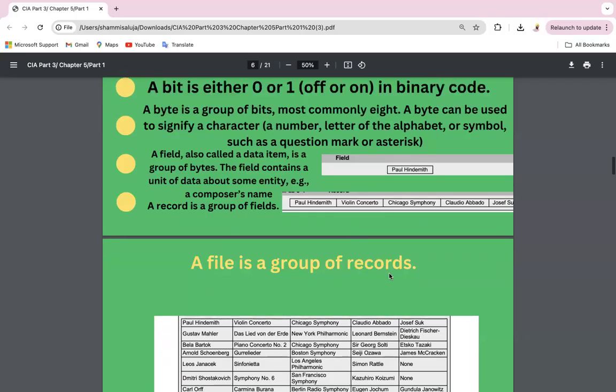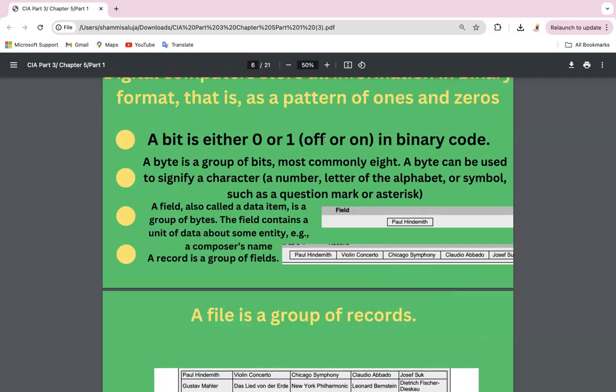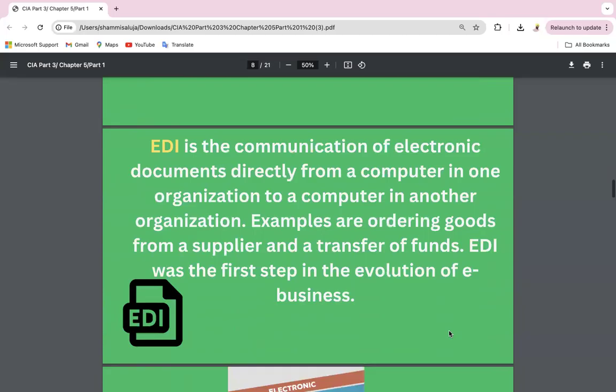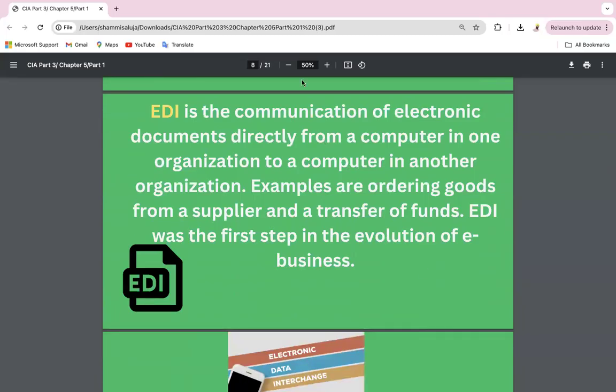So the smallest character is a bit, either a 0 or 1. Combination of 8 bits is a byte. Combination of bytes is a field. Combination of too many fields is a record, and combination of records is a file. Super duper important from MCQ perspective. Let's proceed further with respect to this.